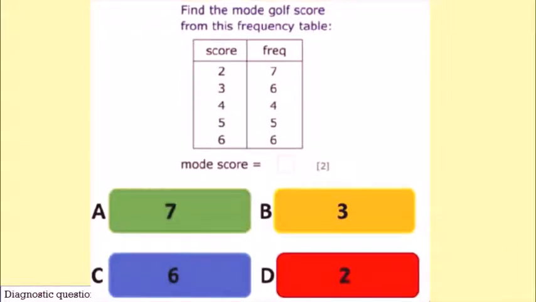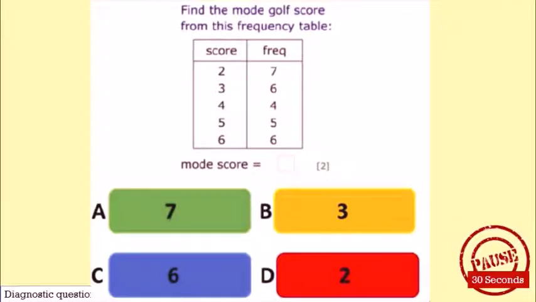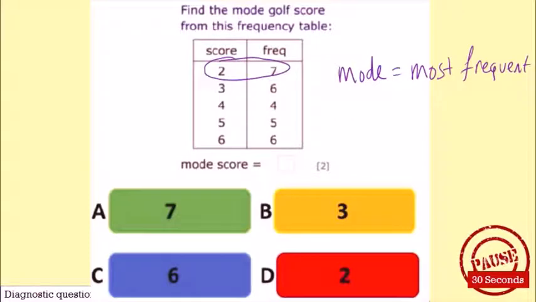Right, okay, so this table here shows us the frequency of golf scores. So using that table, you want to work out what the modal score is, the mode score. Give yourselves 30 seconds, press pause, and then we'll go for the answer. Right, so the mode, if we remind ourselves, just means the most common or the most frequent. So the score which has the highest frequency is 2. Therefore, we say the mode for that particular table would be 2, which is D.